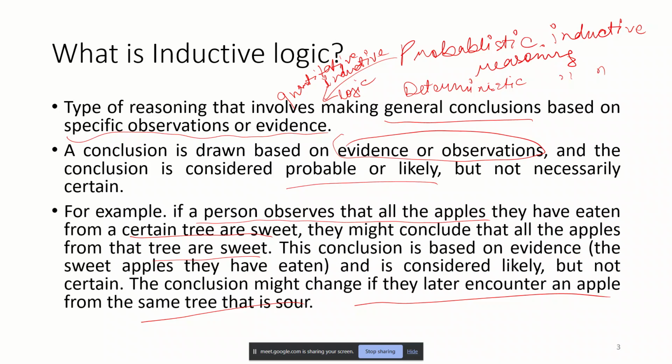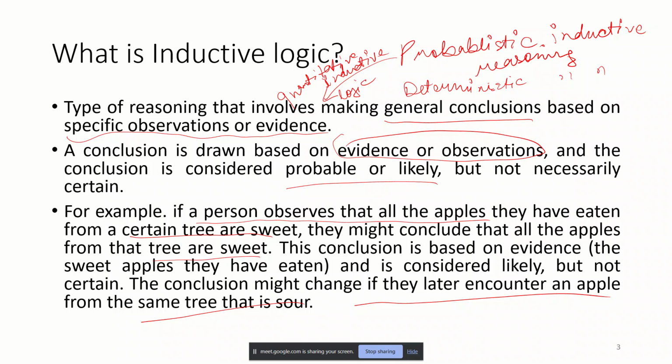For example, if a person observes that all the apples they have eaten from a certain tree are sweet, they might conclude that all the apples from that tree are sweet. But this conclusion is only based on evidence. Coincidentally, those were sweet apples, but that is not certain. The conclusion might change if you encounter an apple from the same tree that was sour. So that's inductive logic. We already know that from this tree we have only had sweet apples.